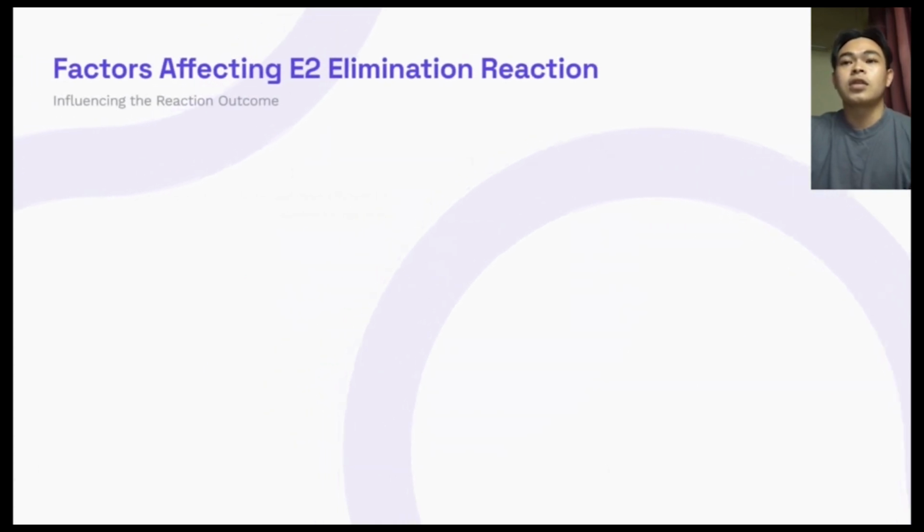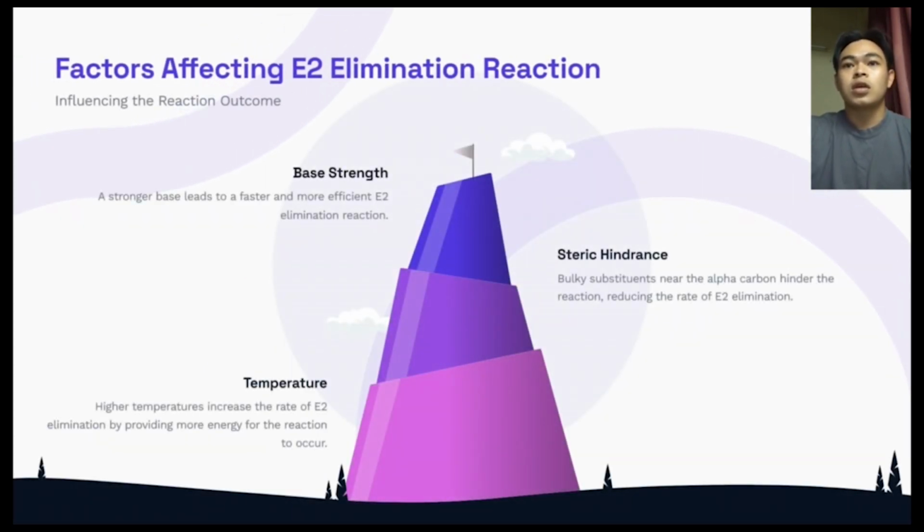Factors that affect the E2 elimination reaction. So the first factor is base strength. A stronger base leads to a faster and more efficient E2 elimination reaction. The second factor is temperature. Higher temperatures increase the rate of E2 elimination by providing more energy for the reaction to occur. And the last factor is steric hindrance.